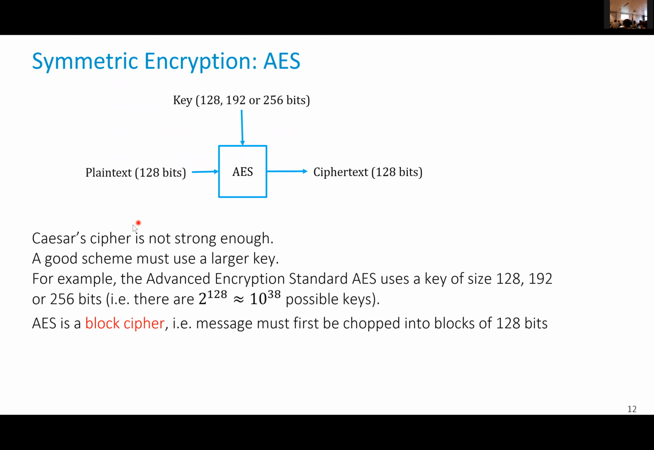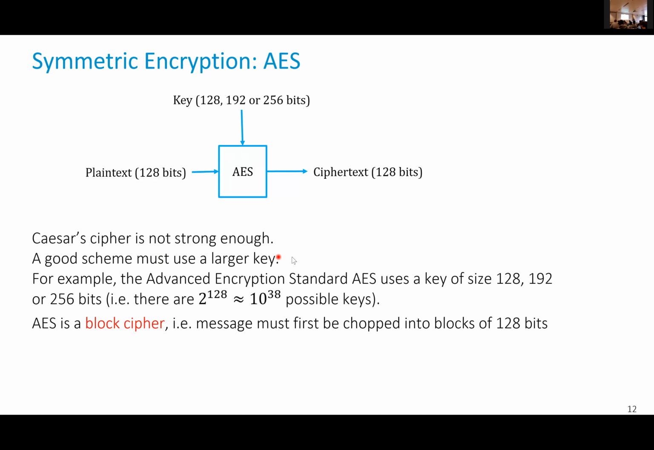So Caesar cipher is not strong enough. One of the reasons is easy to understand here. First, the structure is not shuffling the information enough, in the sense every character is always translated to the same. So it's very easy to do analysis of the text. But also the key is too small. I can do a brute force attack by simply trying all the possible keys.